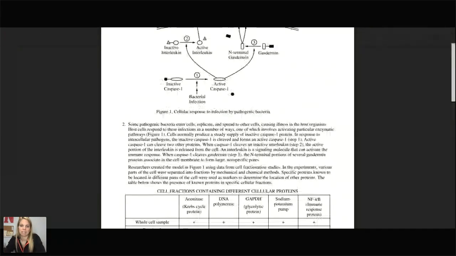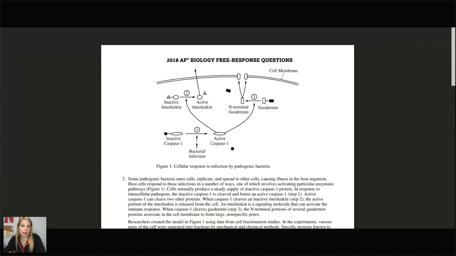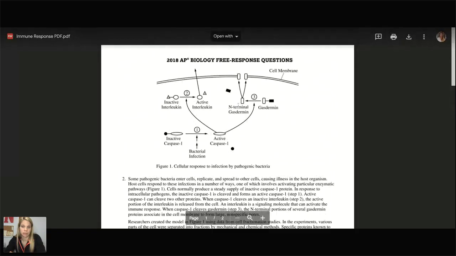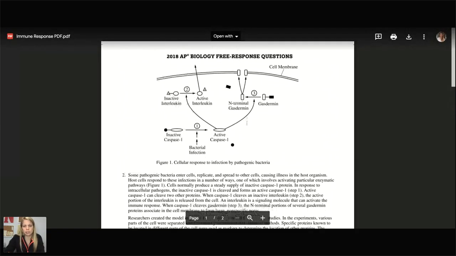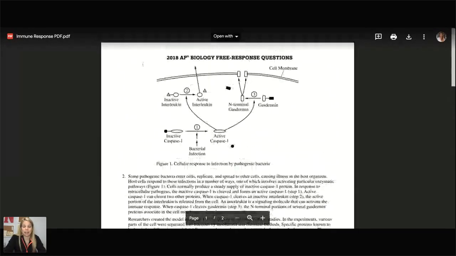Okay, so here we've got a bacterial infection. So we're looking at the immune system. We've got inactive and active stuff. We've got pores. We've got these weird things that we don't know what they are. A lot of stuff. Don't let that make you panic, okay? There's a lot going on, but you can process it. You just have to take your time and go through it.